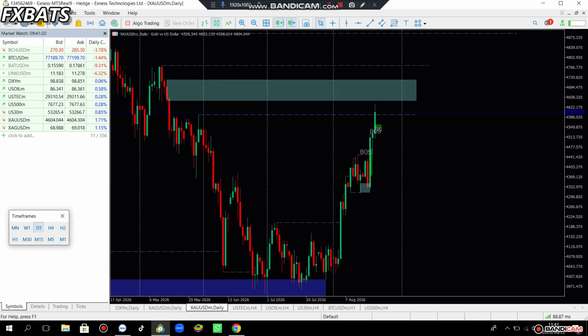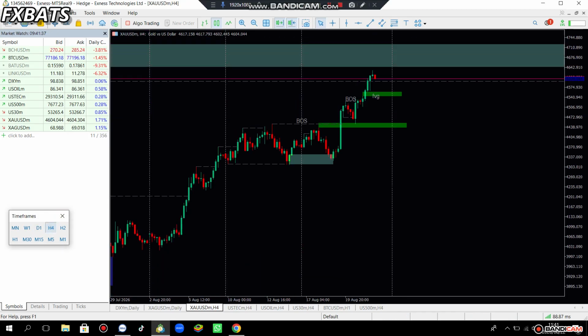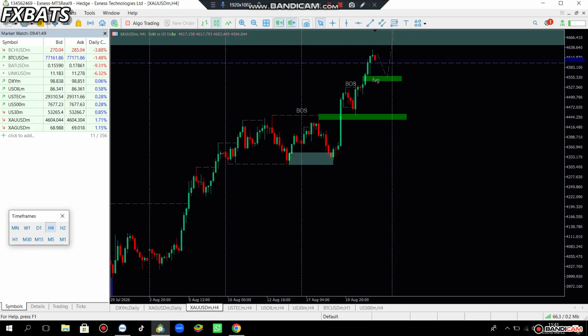Then gold has been so aggressive. Here we don't really have a context area, and the last fair value gap we have here seems to be so far. So I'll have to go to 4 hour. I just mark the closest fair value gap that I would simply use for entry. This is where I'm expecting gold to retrace before continuing upside. We're still buying gold.